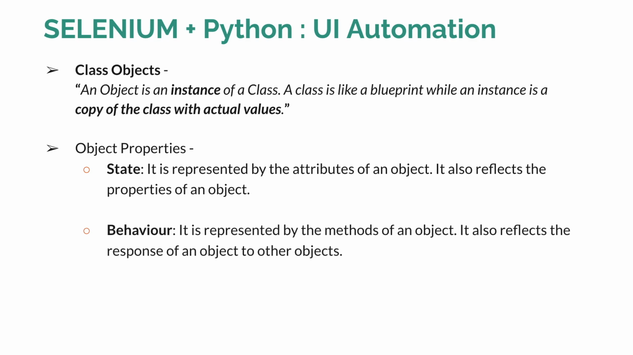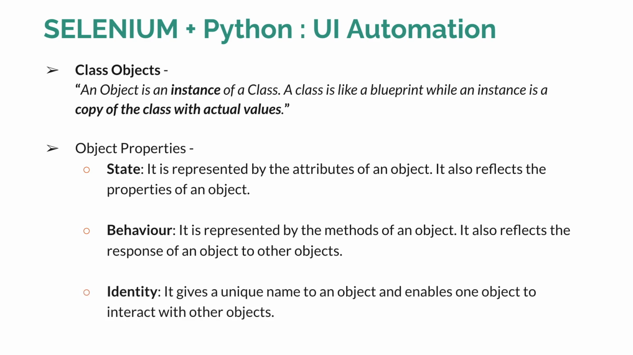Second is the behavior. It is represented by the methods of the object, and it also reflects the response of an object to another object. So the behavior could be different for each object. Although we have not used parameterized functions right now, whenever I create a parameterized function in the class, you will see that each object will have its own behavior. The behavior will vary like the state from object to object.